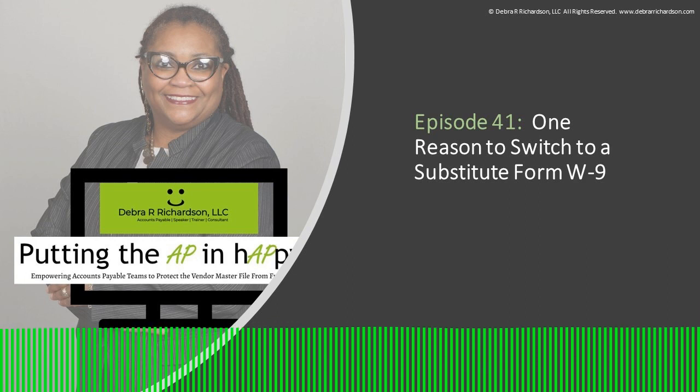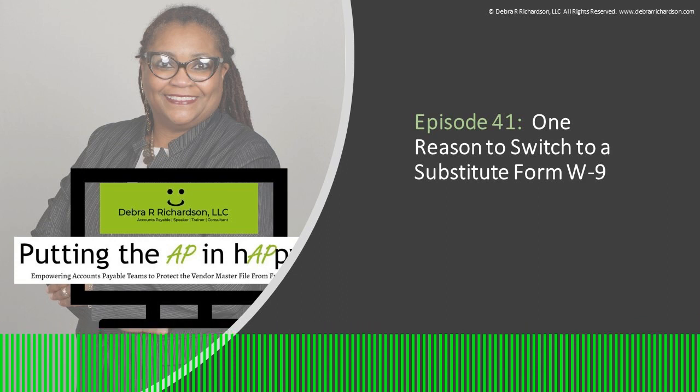Now, those are the 6 that I identified, but again, if you have any requirements for information that is company or industry specific, add it. One example would be if you require an ISO certification, and if you do, add it as a question on the substitute form W-9.